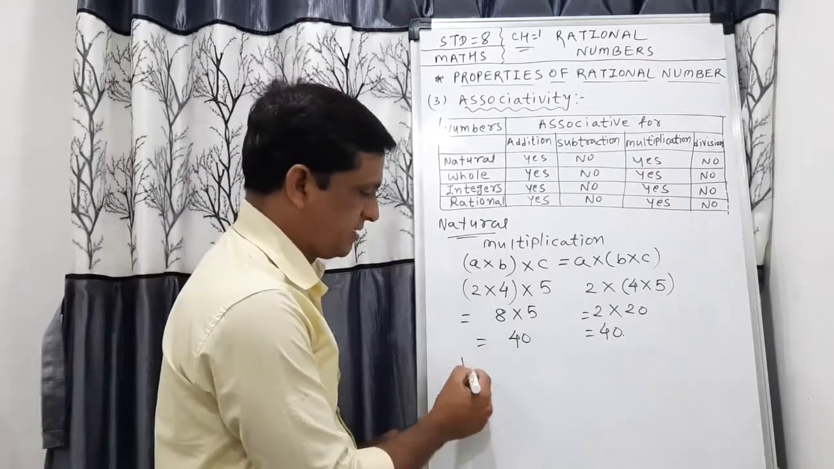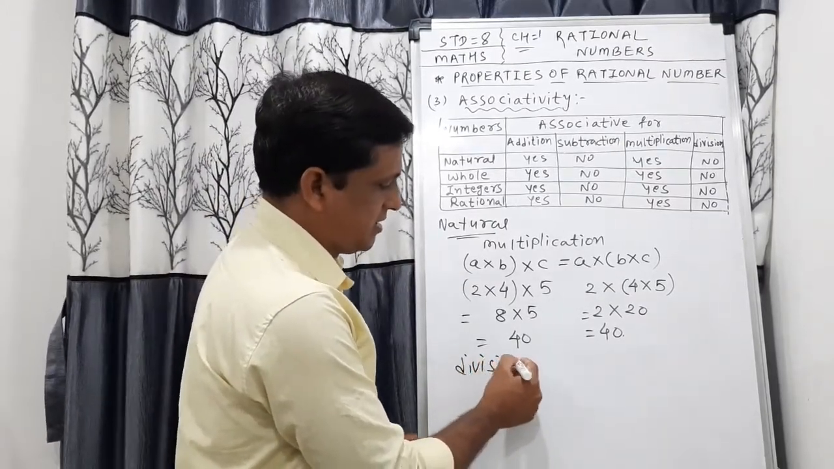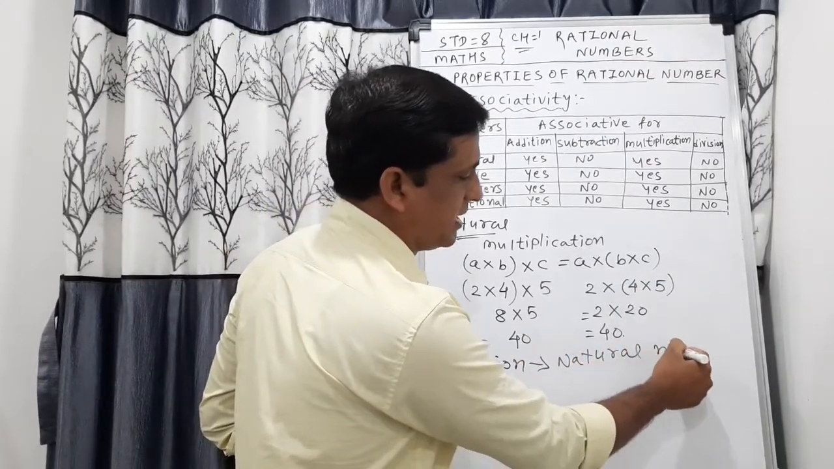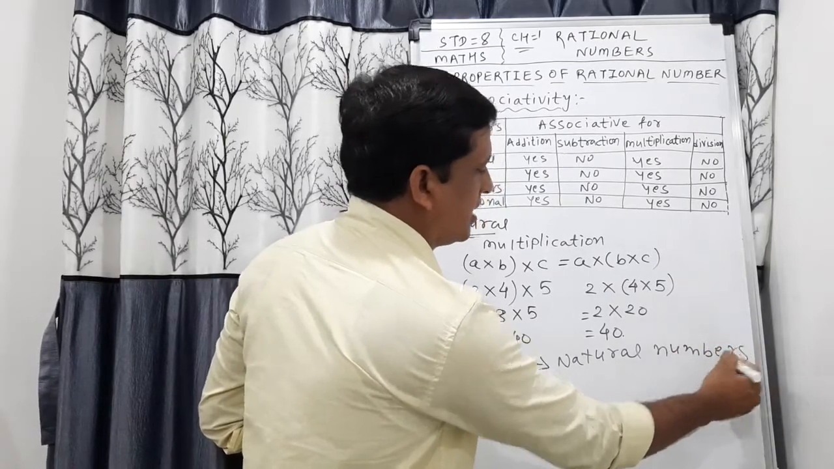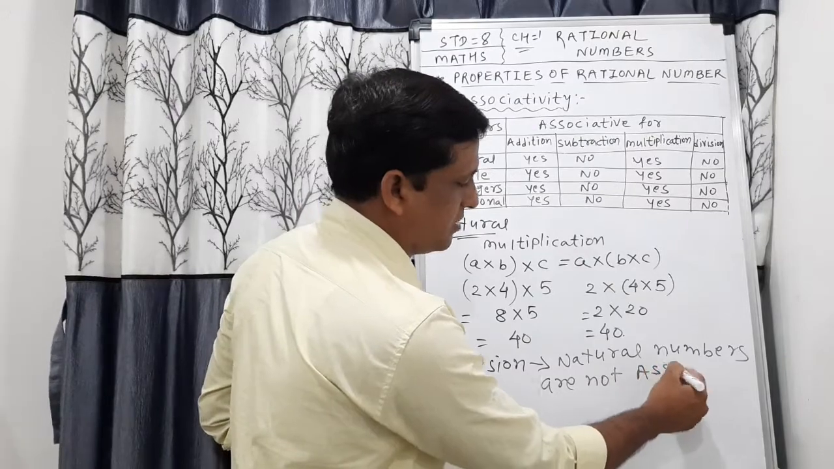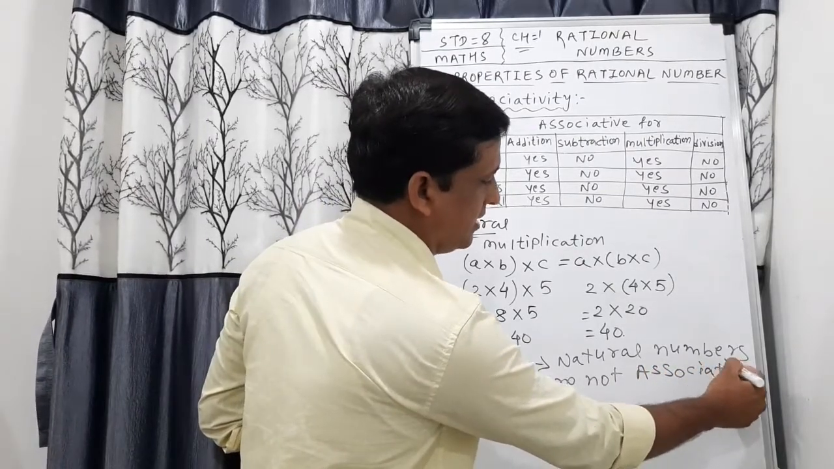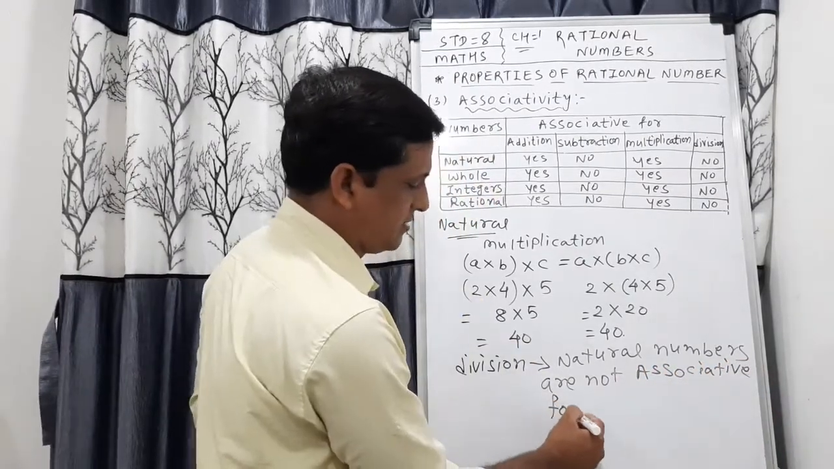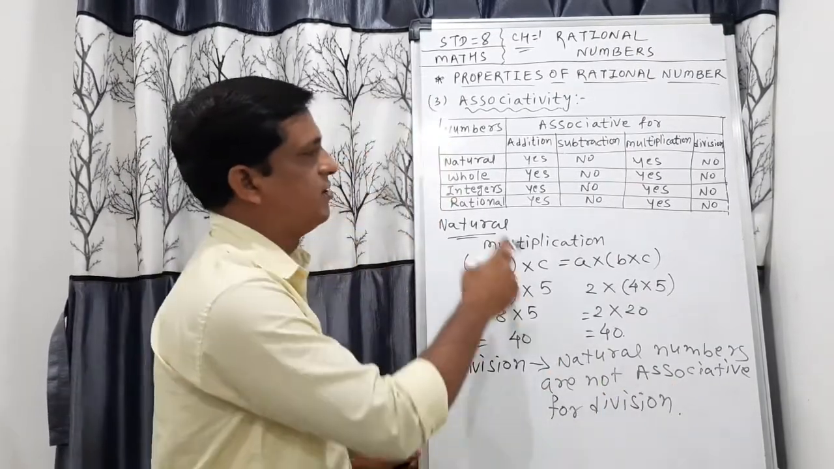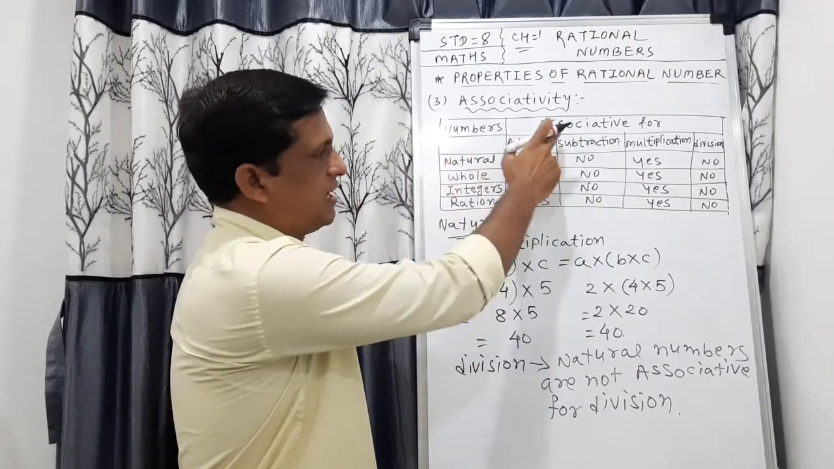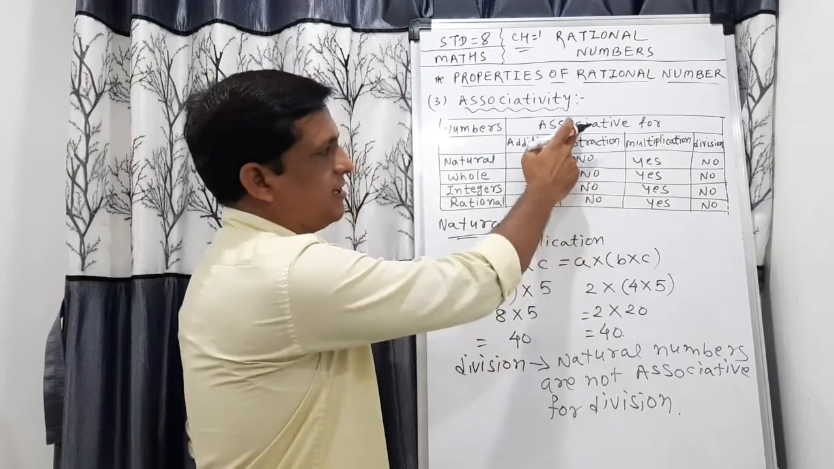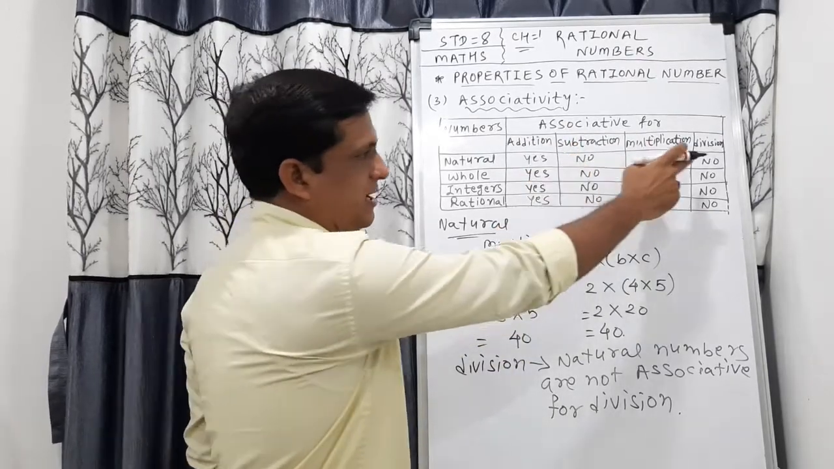Now for division. Natural numbers are not associative for division. So from the above discussion, we can say that natural numbers are associative for addition and multiplication, but they are not associative for subtraction and division.